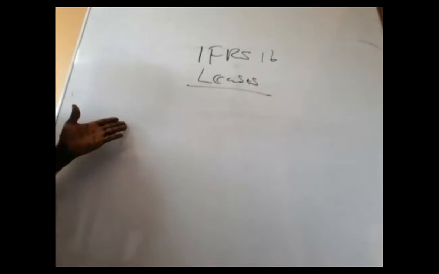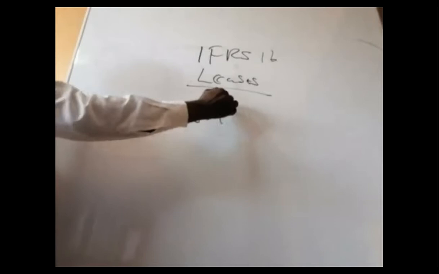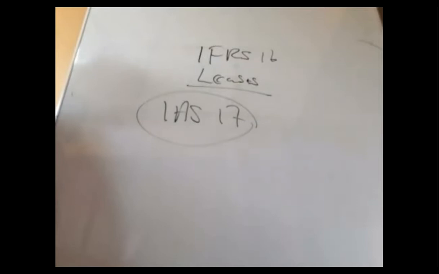So in today's section, I'm going to call for one of the important financial reporting standards. That is IFRS 16. It talks about leases. Now, the old standard that governed leases happened to be IAS 17, which was cancelled in 2018 and replaced by IFRS 16.